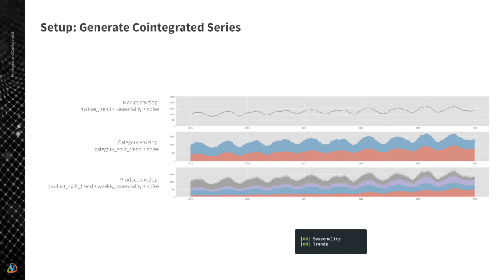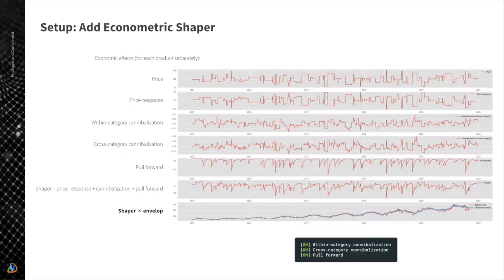Okay. So these are our envelopes, and in the second step of preparing this data, we develop some very simple econometric models that we will apply on top of these envelopes. So we will first, of course, generate some price series for each of the products. So we change our prices this way.